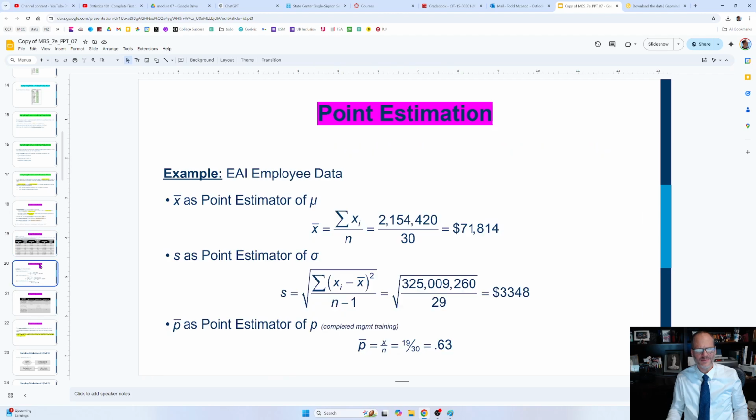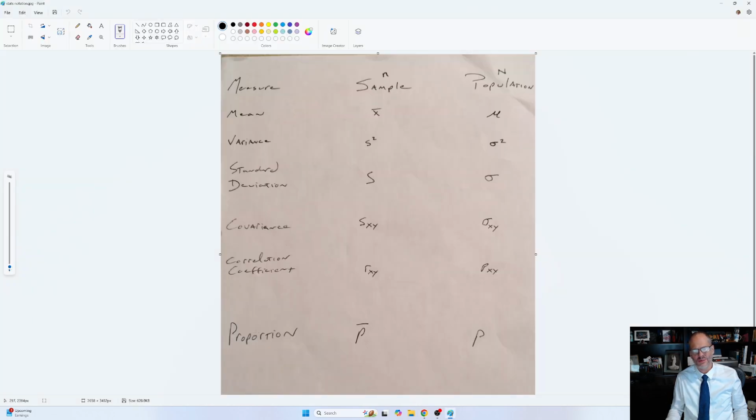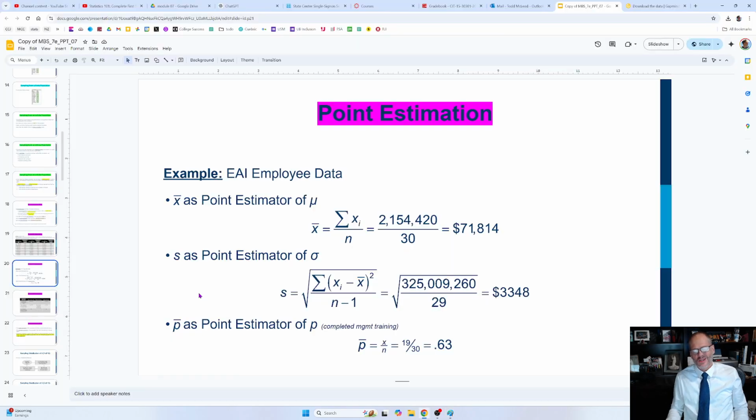So that's the data. With that data, we could calculate the sample mean, the sample standard deviation, and the sample proportion. And a proportion is just like how many people out of all the people did this or did that. So here's the mean. We add up all the salaries, I guess this is what it is, 71,000. Add them all up and divide by the total sample. And so this mean is a point estimator. The sample mean is a point estimator of the population mean.